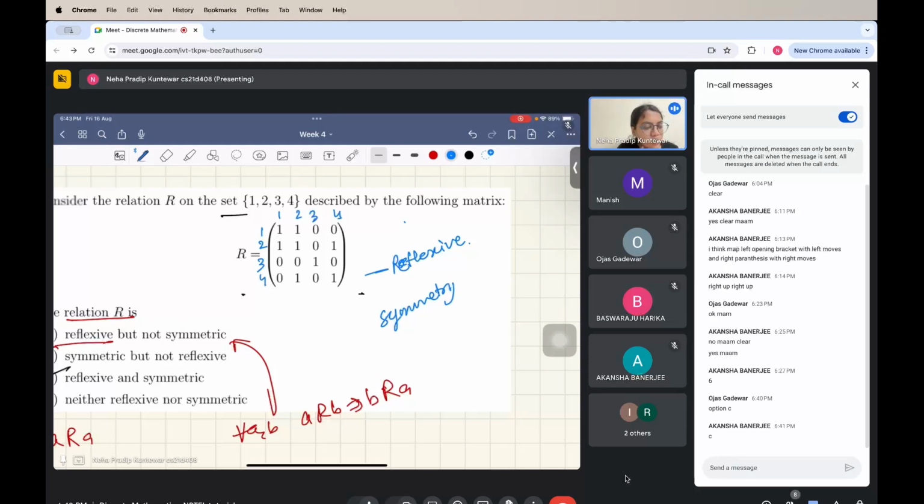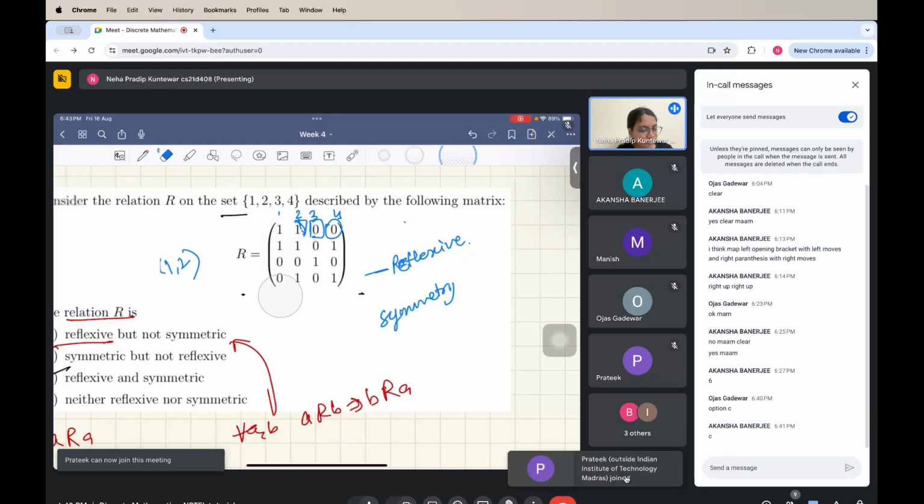Okay, so if you look at this entry 1 comma 2 and 2 comma 1, what happens is that they are located as transposes of each other. So 1 comma 3 and 3 comma 1, they are in the transpose position, these two, and so on.